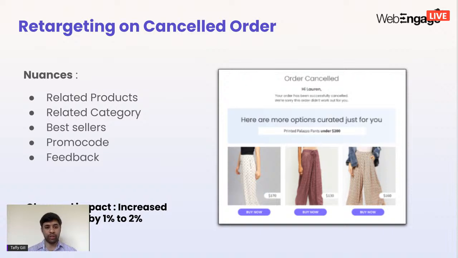That's one way of going about it. The second could be, you could try pitching him or her different categories also. So instead of just restricting yourself to top wear, how about you pitch him or her bottom wear, or maybe even footwear for that matter? The third approach could be that you pitch the best sellers that you have. Something that you're good at and something that sells like hotcakes is something that you could pitch to that particular user. The fourth approach is that you could offer him or her a promo code.